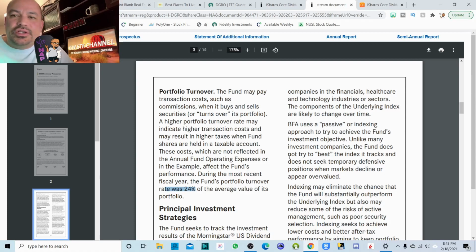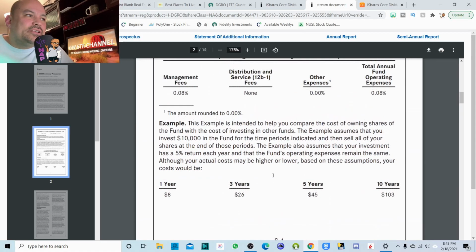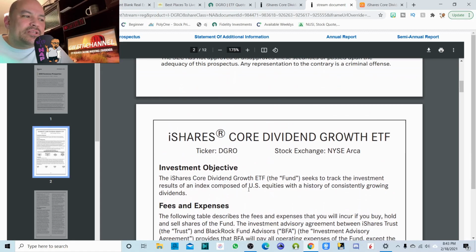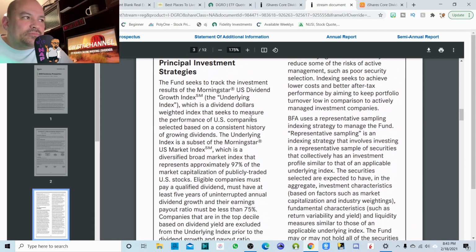But the good information here is principal investment strategies. Now, instead of this generic investment objective, you'll at least get a strategy here in the summary. The fund seeks to track the investment results of the Morningstar U.S. Dividend Growth Index, which is a dividend dollars weighted index that seeks to measure the performance of U.S. companies selected based on a consistent history of growing dividends.